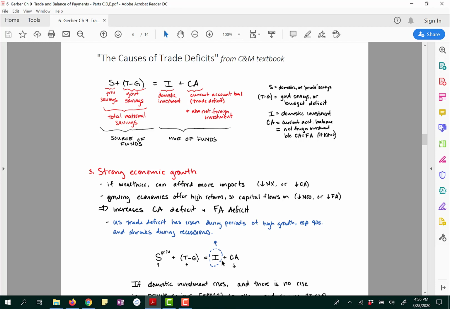That is because a growing, healthy economy offers higher returns, so that induces capital to flow in. So that hits the financial account deficit, increases the financial account deficit. And also, people tend to purchase more imports, which increases the current account deficit. In the framework of equation 9.8, the equation of truth, you can think about strong economic growth as an investment boom, so investment going up.